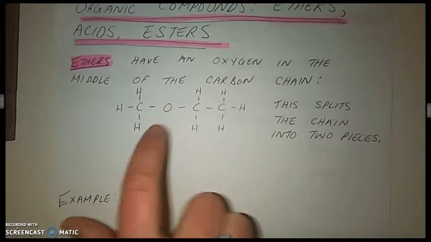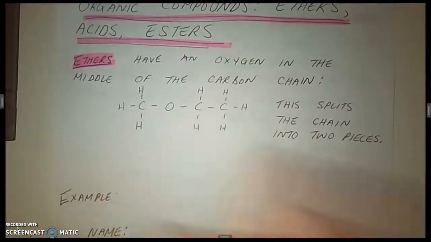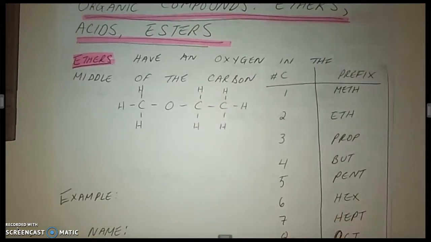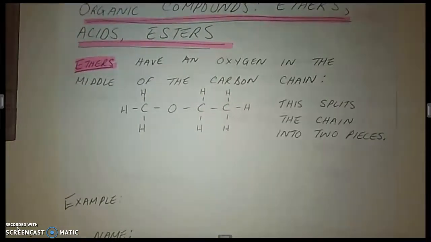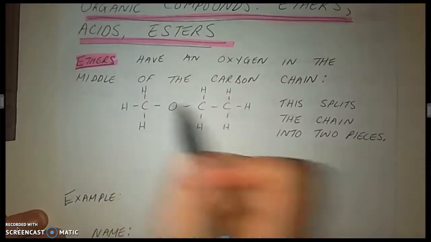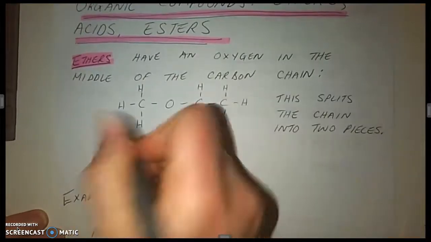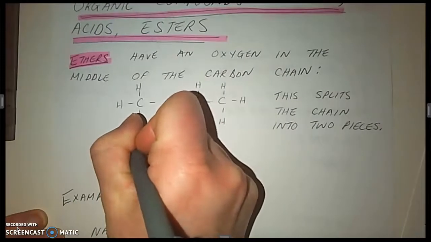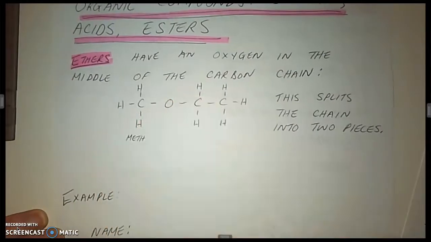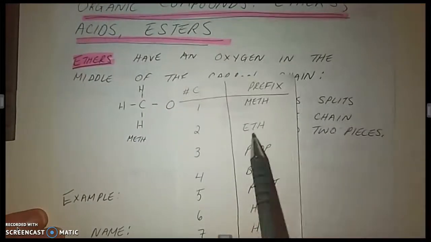Okay, and what that does, when you have an oxygen in the middle of the chain like that, it kind of splits the chain into two parts. And we name them each separately using our prefixes. Okay, and if you'll remember, those are the prefixes there. So if I look at this example I've drawn already, there's one carbon on this side of the chain, okay, which makes that a methyl group. So meth. And then there's two carbons on this side, so that's an eth.